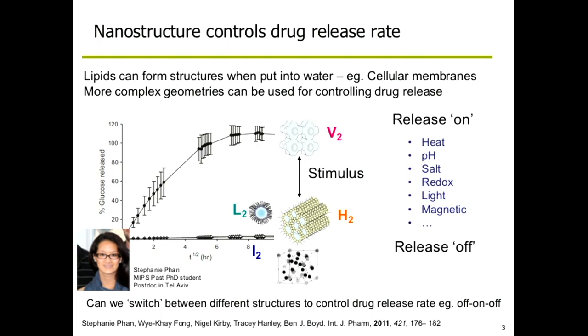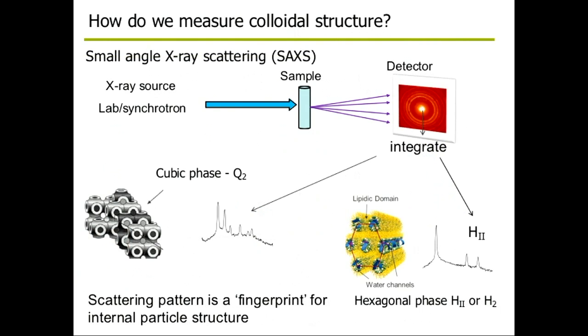So that's all nice. So how do we know what we've got? I'm taking it for granted that we've got these structured internal structures in these lipid particles. So don't take Ben's word for it. We need to be able to measure that. And the way that we go about doing that is with this technique called small angle X-ray scattering. So many of you probably haven't even heard of that before.